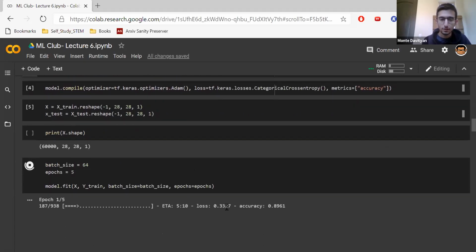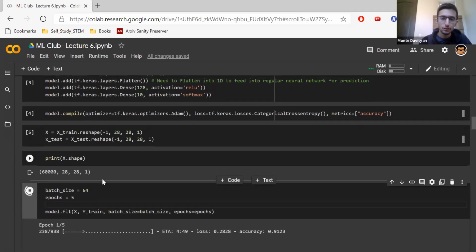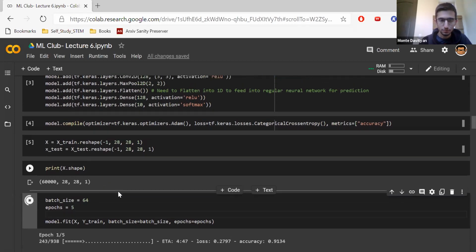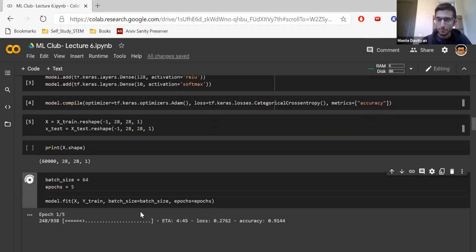As you guys can see, a CPU can't handle it, right? It can, but it's going to take a long time. It's going to take about 30 minutes. If you remember, in the regular neural network, it took like 5 seconds to train with 5 epochs and the same amount of data. It took like 5 seconds. But again, because the convolutional layer is so expensive, it's taking a long time.